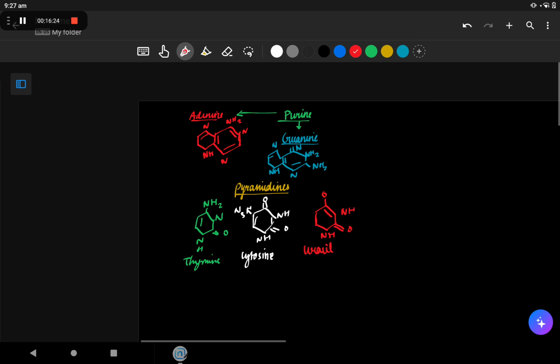Now have you got an idea how purines will look like and how pyrimidines will look like? First is adenine. Second we saw guanine. Third we saw pyrimidines. In that we saw thymine, cytosine and uracil. Got it? So now let us get deep into the concept of pentose sugar. Let's see the individual components of nucleotide. First component, what did we see? It is pentose sugar. So let's dive deep into it.